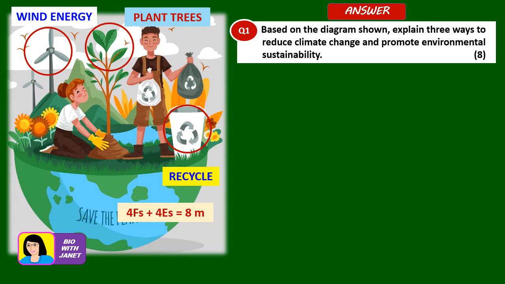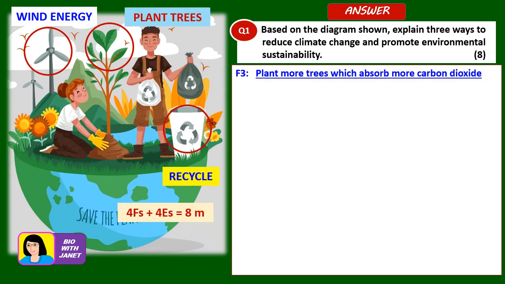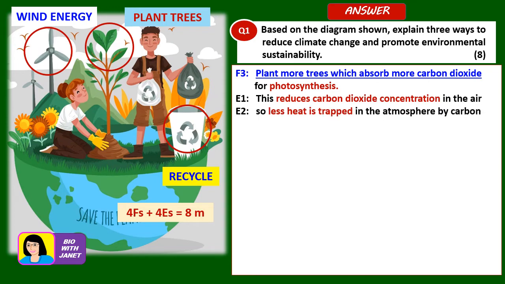Right. The second F is planting trees, right? So plant more trees which absorb more carbon dioxide from the atmosphere, okay, for photosynthesis. And this will reduce the carbon dioxide concentration in the air or atmosphere. So less heat will be trapped by the carbon dioxide, and global warming is reduced. Okay, so note that I mentioned reduce and the word less as compared to the original situation if we don't plant more trees. If we don't plant more trees, then more heat is trapped. So now we're planting more trees, we have to mention less heat is trapped in the atmosphere, okay, by the carbon dioxide.